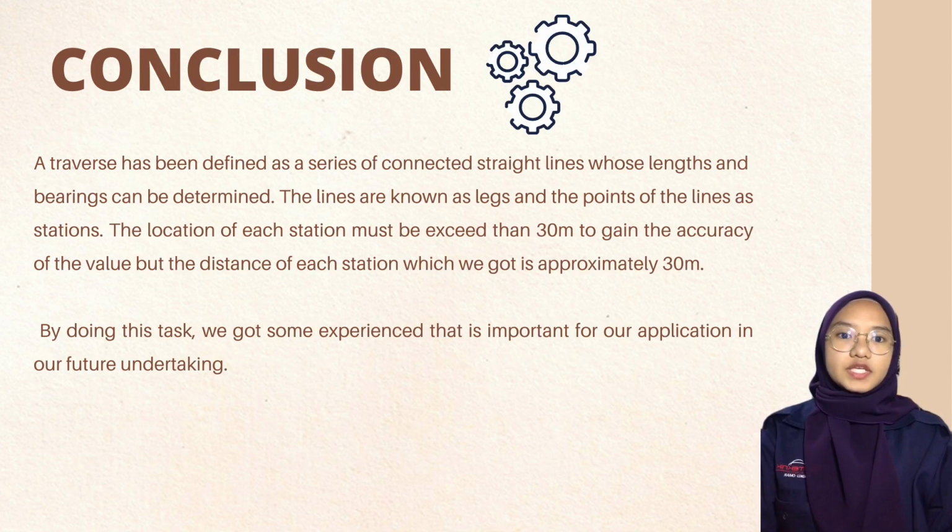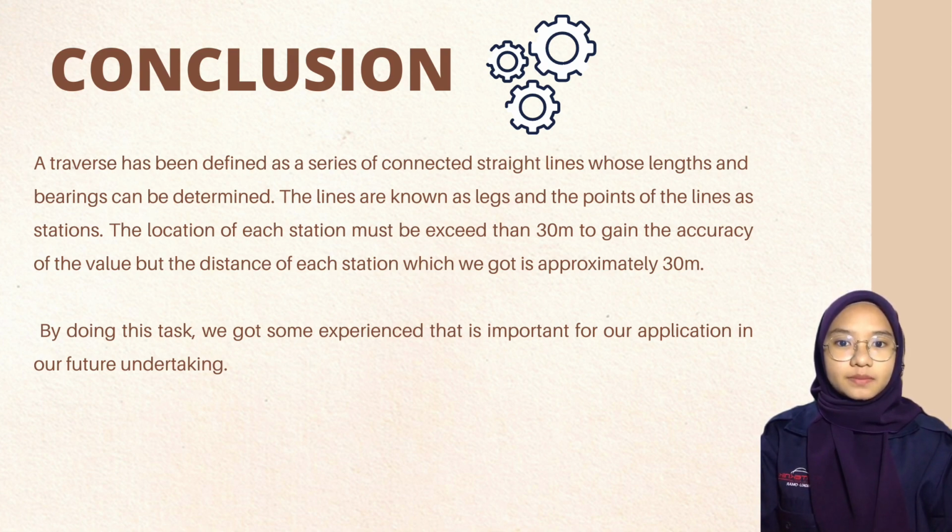Conclusion. A traverse has been defined as a series of connected straight lines whose lengths and bearings can be determined. The lines are known as legs and the points of the lines as stations. The distance between each station must exceed 13 meters to gain accuracy, and the distance of each station which we got is approximately 30 meters. By doing this task, we got some experience that is important for our future undertakings.